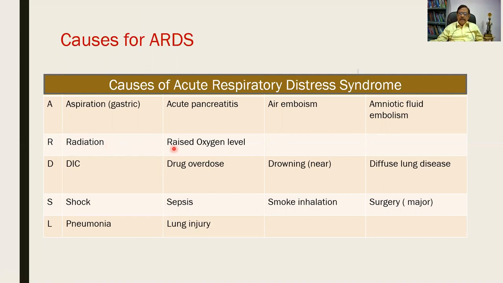R is for radiation. Sometimes increased oxygen can also lead to respiratory distress. D for DIC, disseminated intravascular coagulation, certain drugs, near drowning. Near drowning means the patient is not dead, but he has got all the features, and diffuse lung disease. S for shock, sepsis, too much smoke or irritant, and any major surgery can also result in ARDS. And L means it can be a lung injury or a pneumonia.